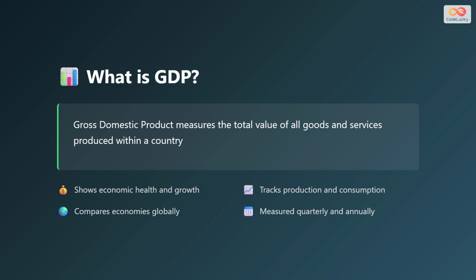Let's start with gross domestic product, commonly known as GDP. GDP measures the total value of all goods and services produced within a country during a specific time period. Think of it as the economy's report card. It shows economic health and growth by tracking everything from smartphones manufactured to haircuts given. GDP is measured quarterly and annually, allowing us to compare economies globally and see whether an economy is expanding or contracting. A growing GDP generally signals a healthy, thriving economy.